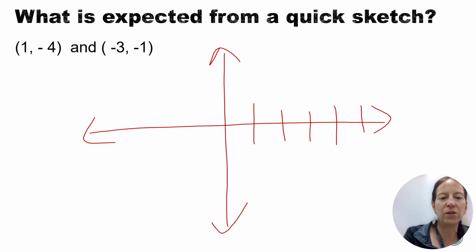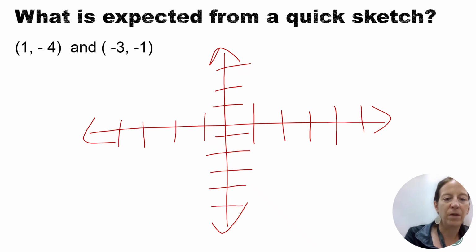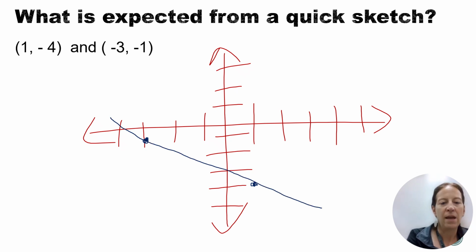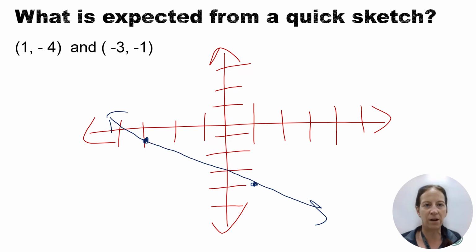Make an effort to make sure that your tick marks are sort of close together. Do have to have tick marks though. And then we have the point 1, -4. So 1, 1, 2, 3, 4. So 1, -4. And the point -3, 1, 2, 3, -1. And then just connect them. And that is enough. So that took me way less than a minute.